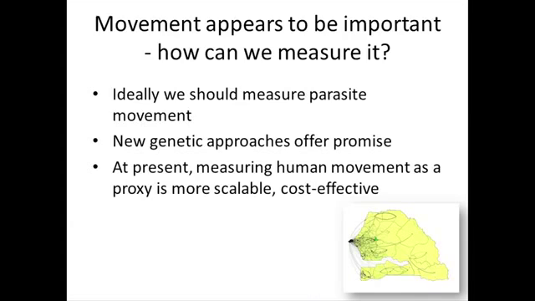So movements seem to be pretty important. How can we measure it? Ideally, we should measure parasite movement, with the kind of techniques that David and Dominic talked about already. And ideally, if we could do that kind of analysis everywhere, it would be fantastic. And these genetic approaches are offering promise. But in many of these countries, we don't quite yet have the funds, maybe the techniques, to do a cross-country sampling of these populations. I think soon we may get there, but at the moment, human movement as a proxy is more scalable and cost-effective.